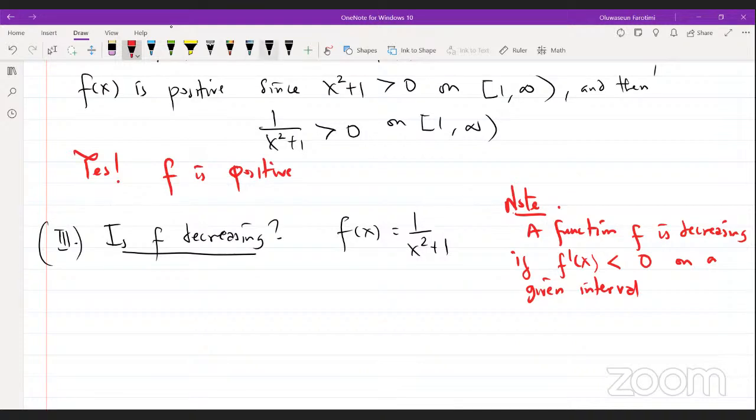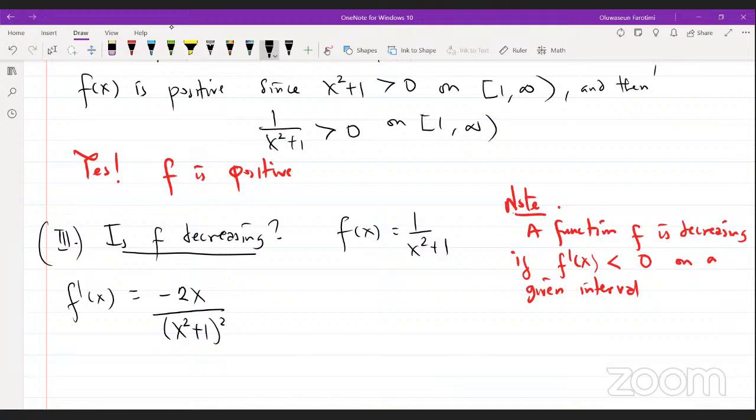So let's see what happens. Now, what do I need to do? That means I need to take the derivative, right? Because this is the first derivative. So let's just do that. If you take the first derivative of this guy, you get negative 2x divided by s squared plus 1, all squared. That's quotient rule, guys, quotient rule.